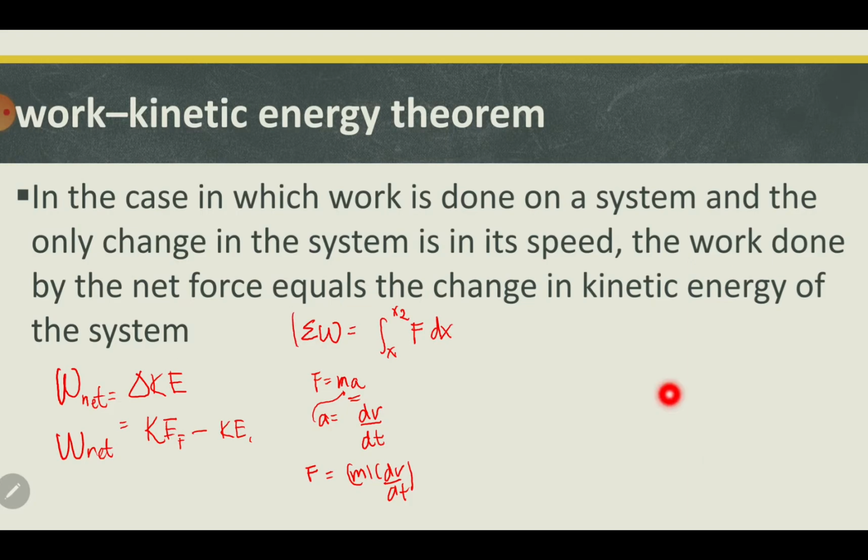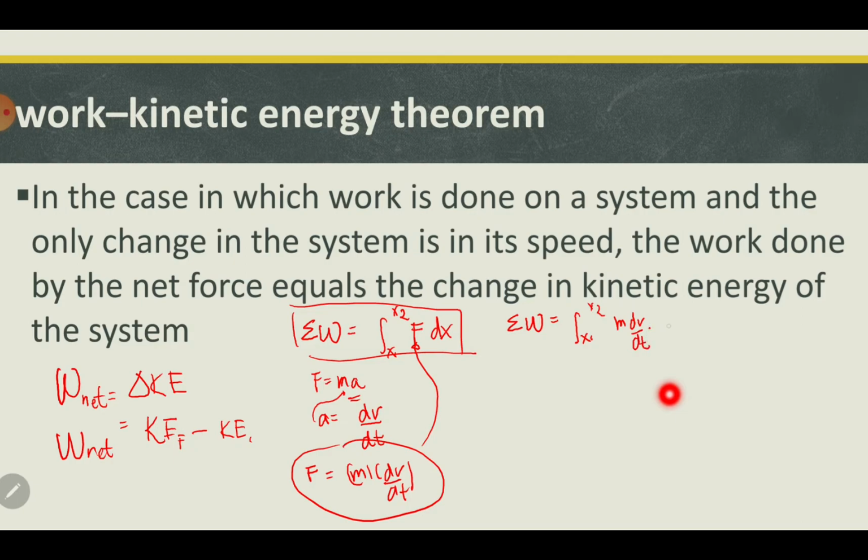For further manipulation of this equation, we substitute the value of F. So we have the summation of W is equal to the integral of x sub 1 to x sub 2 of m dv over dt multiplied by dx. Rearranging this formula, we have the summation of W is equal to the integral of x sub 1 to x sub 2 of m multiplied by dv multiplied by dx over dt. Take note that x here is the position.